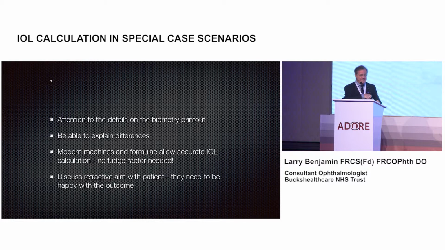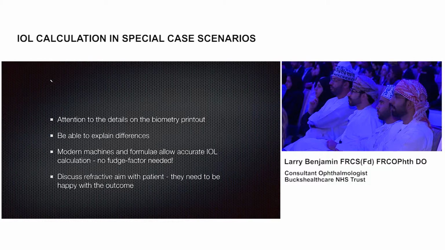So attention to detail on the biometric printout is really important. You've got to know what the squiggly lines mean. You've got to know what the numbers mean. You've got to actually look at it before you put a lens in, make sure you're happy that the K readings are as you think they should be. Might it alter where you sit? You know, should you do a temporal versus a 12 o'clock incision if they've got more astigmatism in one direction? Really important to look at those numbers and be able to explain the differences.